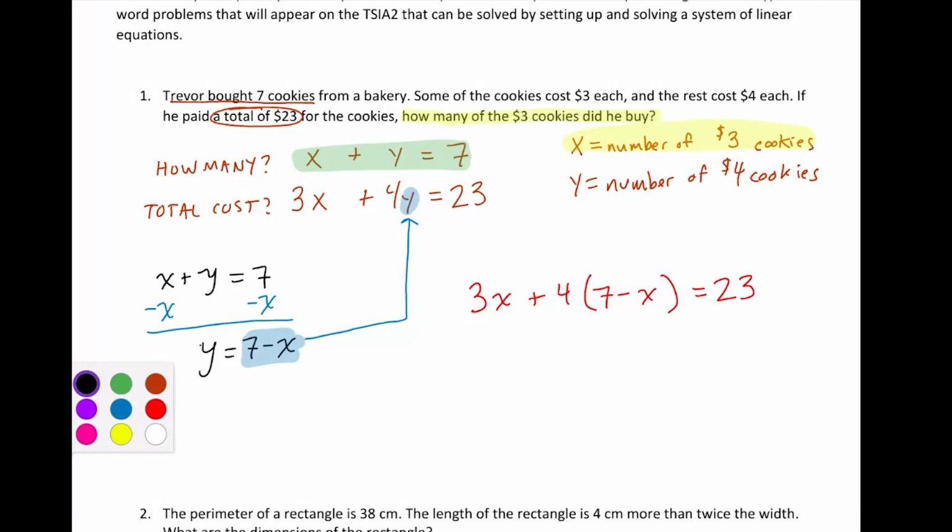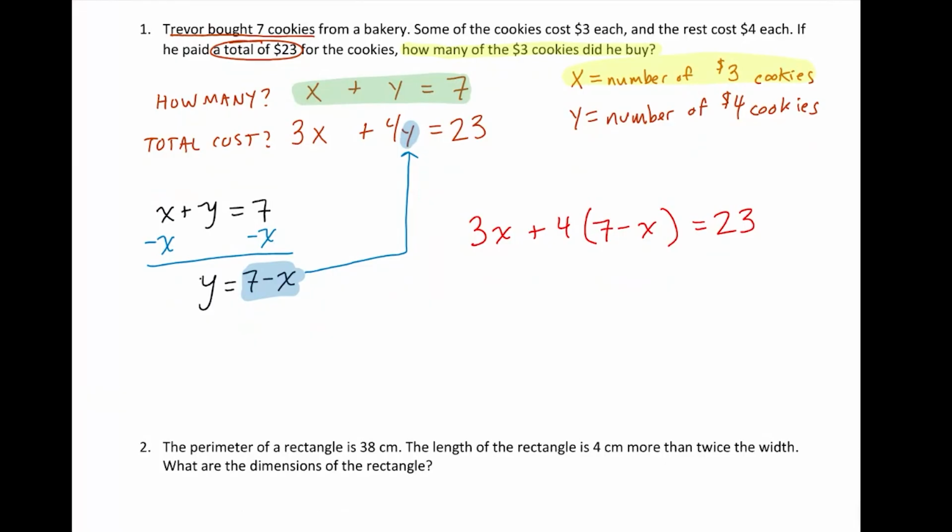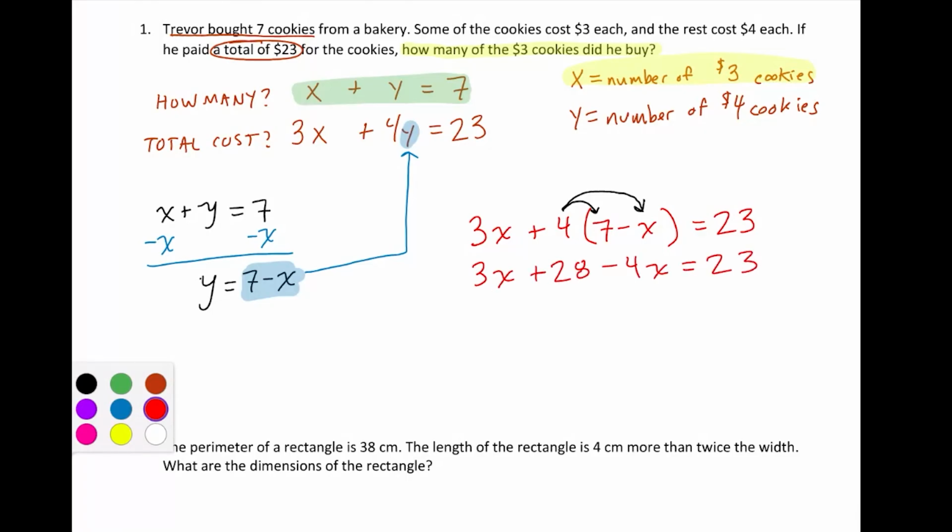I'll go through this a little faster than I've had the past few days, just because I've been solving a lot of equations, and I think you guys are starting to figure out how to do that. So we'll first distribute the 4 to get 3x plus 28 minus 4x equals 23. Now we can combine like terms. So that's the 3x, and the minus 4x would be negative 1x. And if you're a little uneasy about there being a negative x, that's okay, it'll work out. So negative 1x plus 28 equals 23.